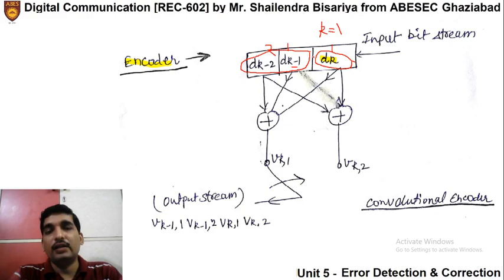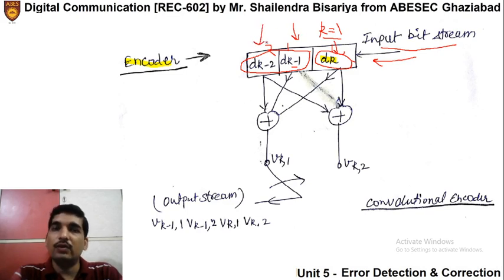So, as I have said, here we are seeing this shift register with 3 values only. Assume that k is equal to 1, and the input stream is coming from this side. So the present message bit is here, and the previous two message bits are stored here. You can see that vk1 and vk2 are the outputs. This is your output stream. This commutator will switch quickly from one position to the other, so one bit is taken from vk1, another from vk2, and then it repeats again.